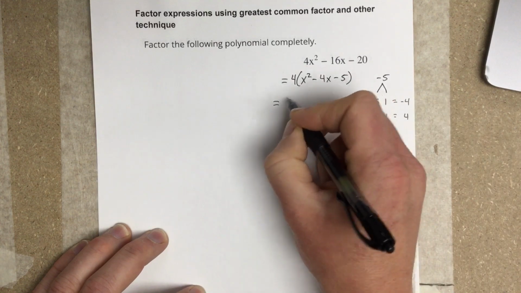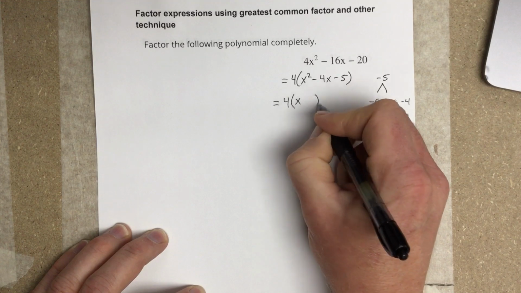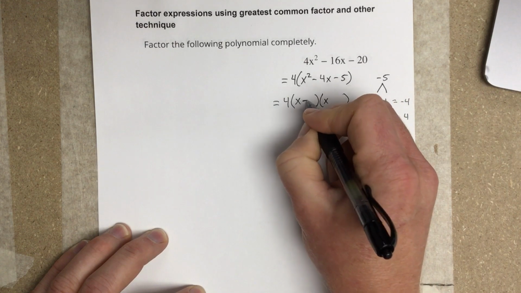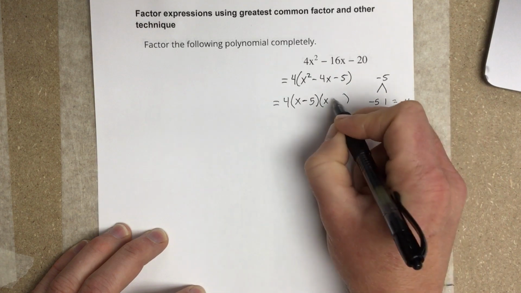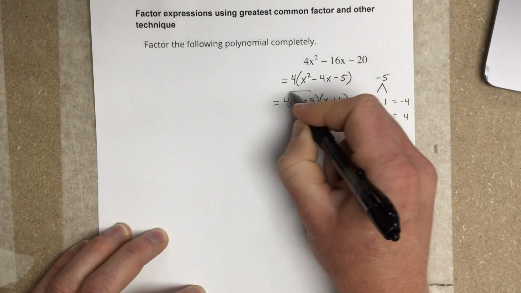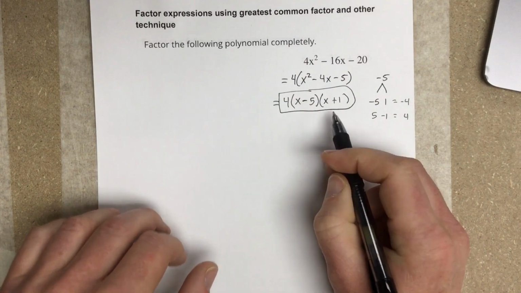So I'm going to factor this down to two binomials with x as the starting point, and I have x minus 5 for the first factor and x plus 1 for the second factor. So this polynomial factors down to this.